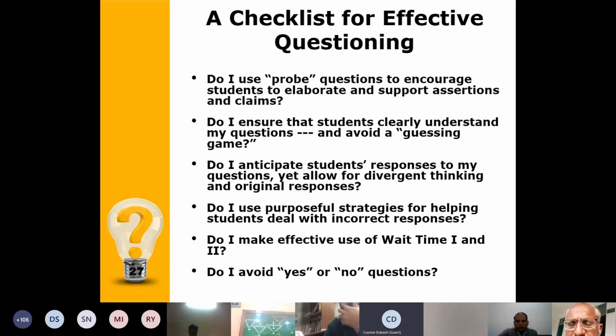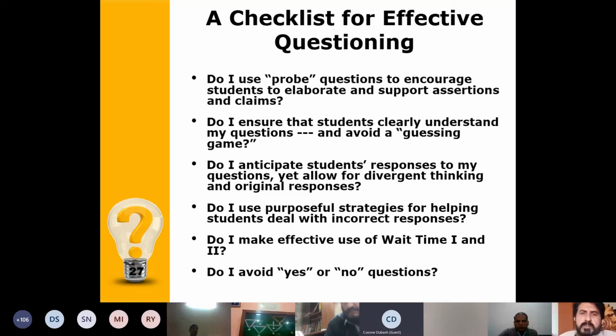Do I use purposeful strategies for helping students deal with incorrect responses? जैसे मैंने शुरू में कहीं कहा था 5 out of 10 से बच्चे ने क्या सीखा? कुछ में मुझे नहीं पता ना कि ये इनकरेक्ट क्यों है, क्यों मेरे 5 नंबर कहां गए. So purposeful strategies, comments, notes, suggestions, counseling.